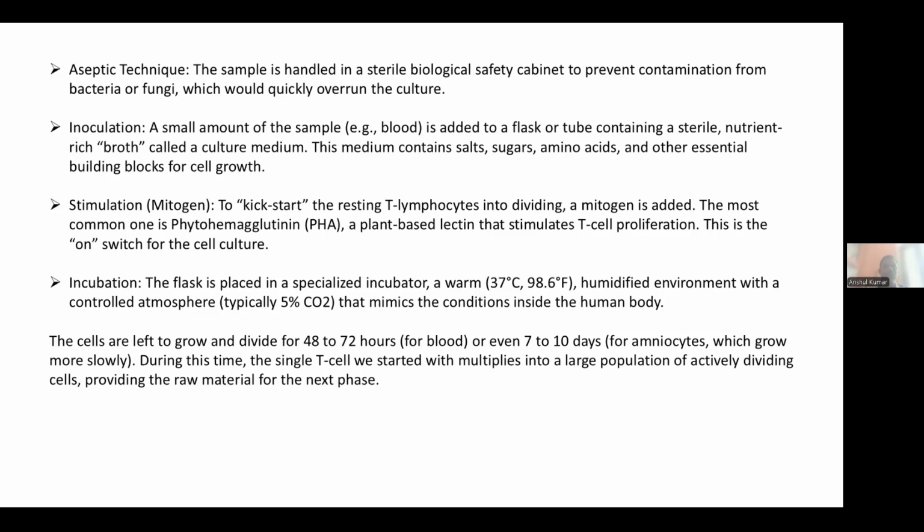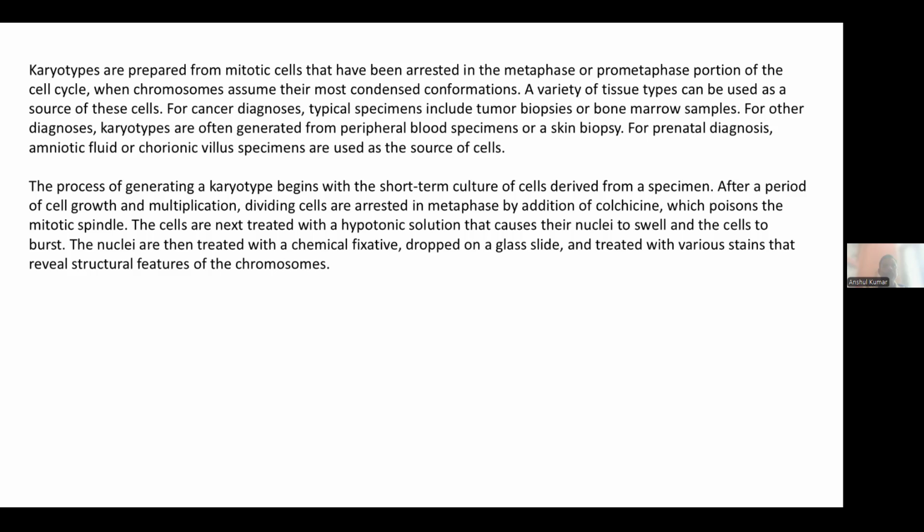The cells are left to grow and divide for 48 to 72 hours for blood, or even 7 to 10 days for amniocytes, which grow more slowly. During this time, the single T cell we started with multiplies into a large population of actively dividing cells, providing the raw material for the next phase.